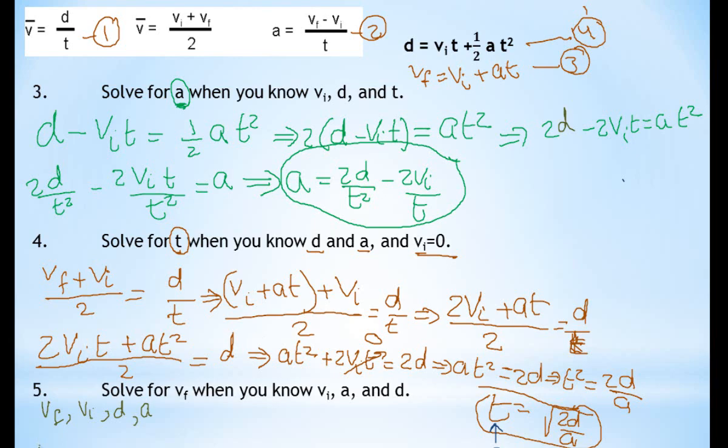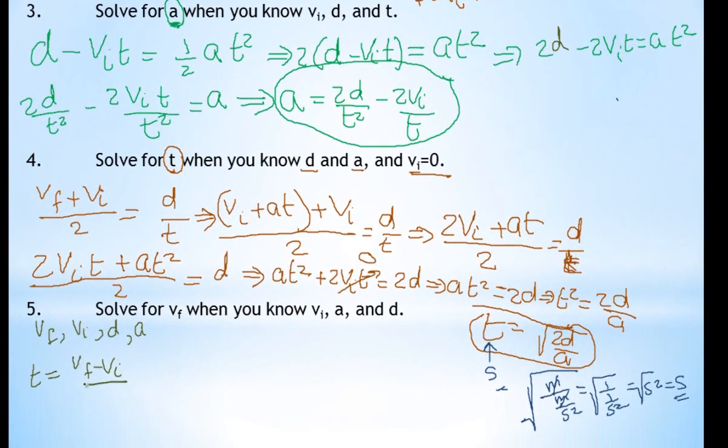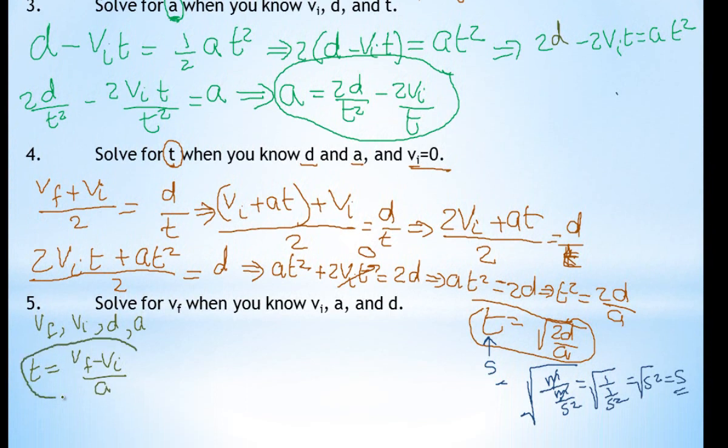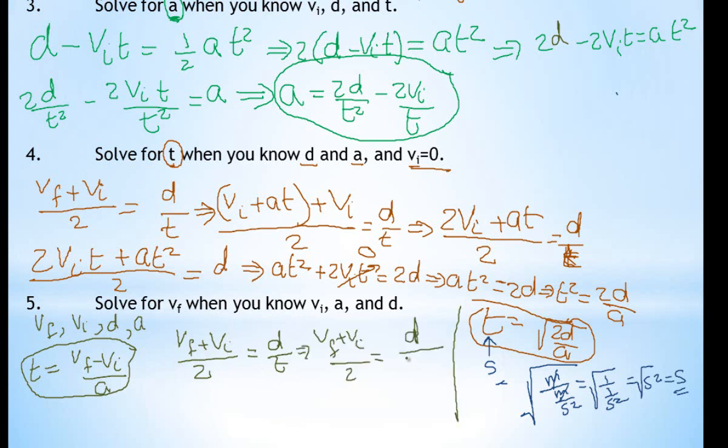If we rearrange equation number 2, it will be time equal to v final minus v initial over the acceleration. Okay, so let's hold on to this one. Now let's go to equation number 1. Equation number 1 tells us that the average velocity, which is v final plus v initial over 2, is equal to distance over time. Now if you go ahead and replace the time by what we found here, instead of the time, we replace it by v final minus v initial over the acceleration. Okay, let's go ahead and arrange the equation.